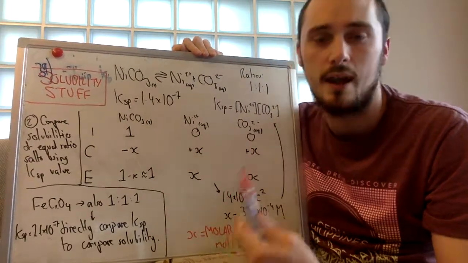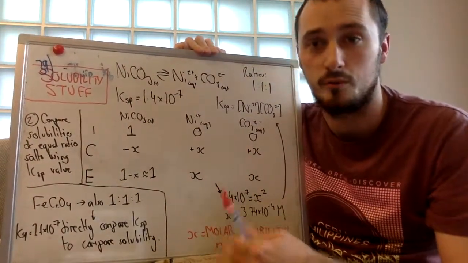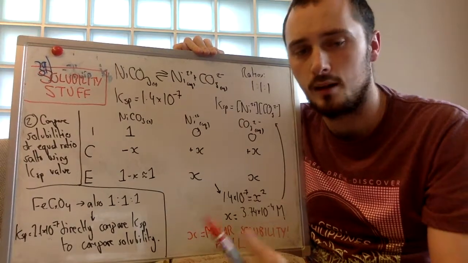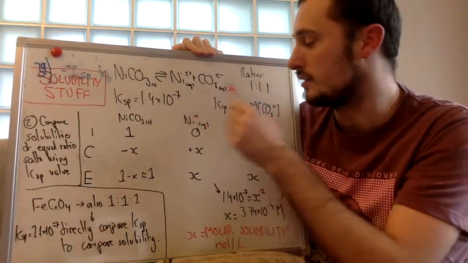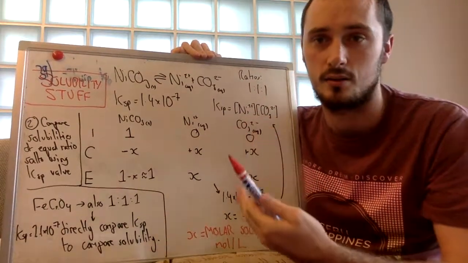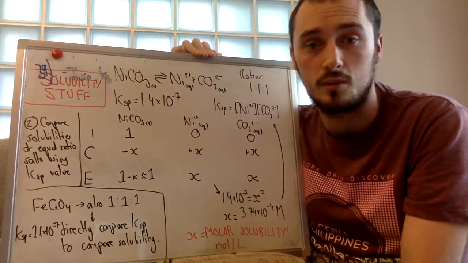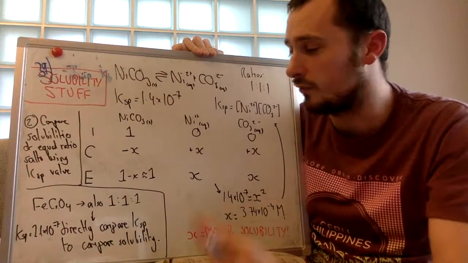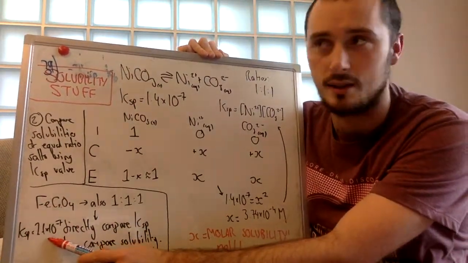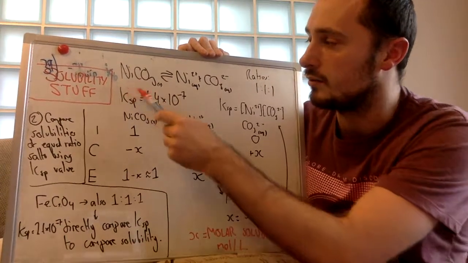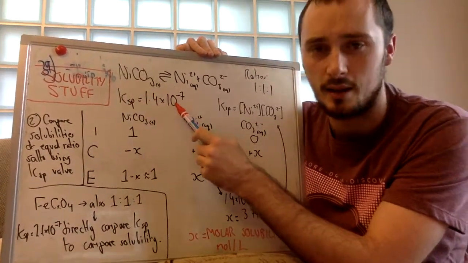The bigger the KSP value, the more soluble the substance, because that means you have more of these ions existing in solution, which means the solid was more soluble to begin with. Okay, so with that in mind, we look at this iron oxalate and see 2.1 times 10 to the minus 7, and we look at our nickel carbonate and see 1.4 times 10 to the minus 7.